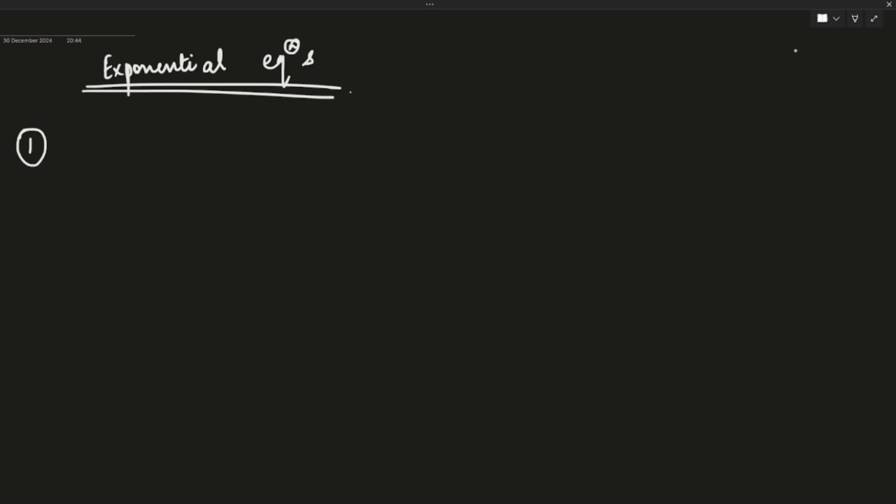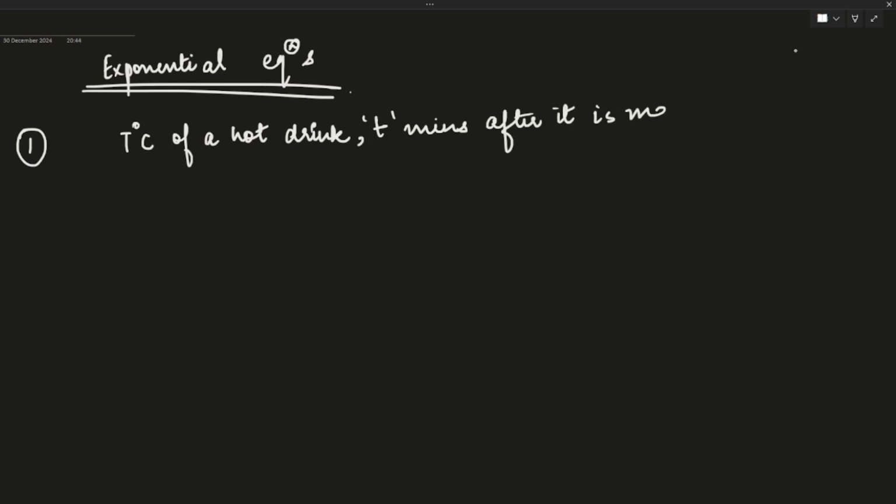So the question is, the temperature T degrees Celsius of a hot drink, T minutes after it is made, is given by capital T is equal to 75 into e to the power of minus 0.02 small t plus 20. So we have the temperature capital T of a hot drink, and small t is the minutes after it is made, so it is given by this equation.